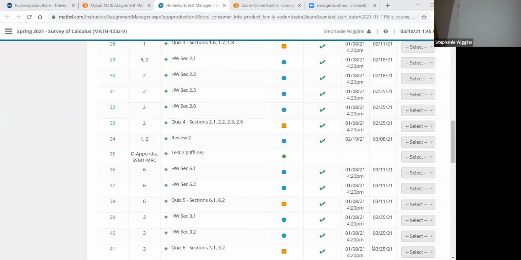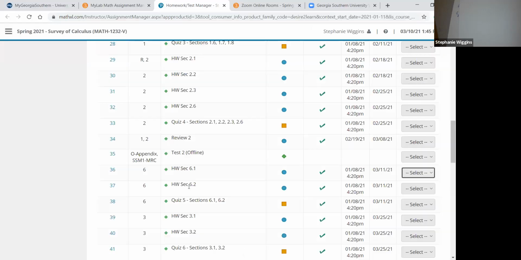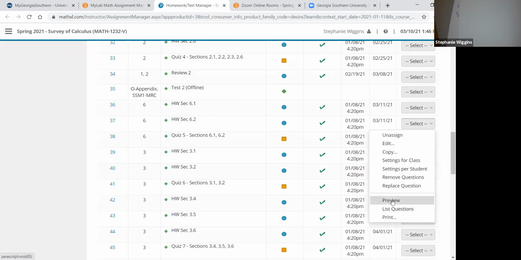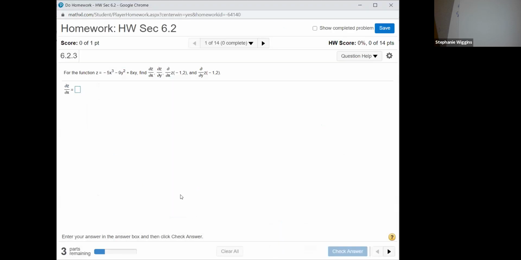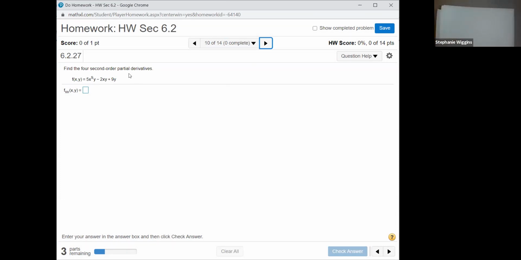Let's see here. But going back to the 6.2 assignment, all right, here we have partial derivatives, and I did some examples, but I want to skip forward to where we have 4 second partial derivatives. Here we have a function and it says find the 4 second order partial derivatives. Let me write down this function and I'll show you how to do that.